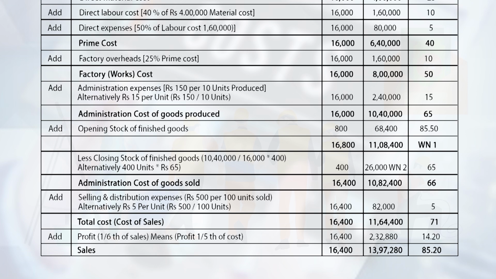In that, add profit, which is 1/6 of sales, means profit is 1/5 of cost and the amount comes to rupees 2,32,880 and per unit profit is rupees 14.20. If we add profit in total cost, then the sales value comes to rupees 13,97,280 and per unit price is 85.20.